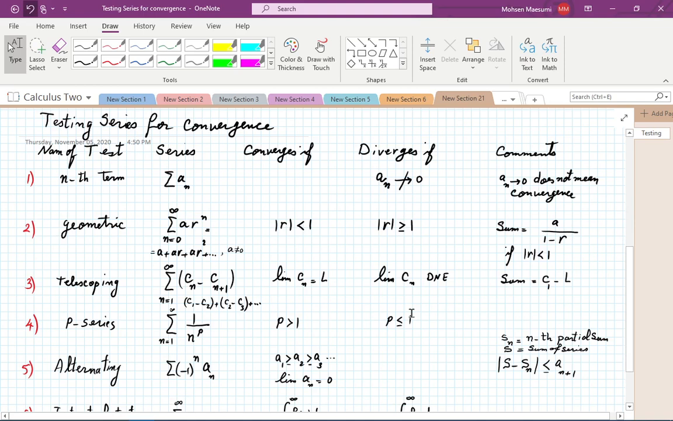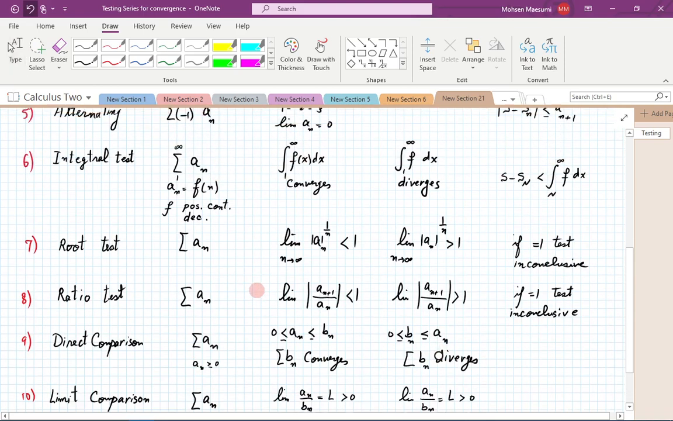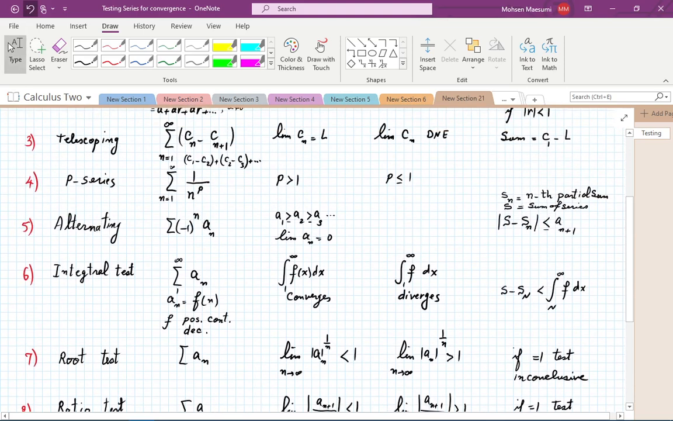Next, we had the case of the alternating series. Alternating series simply, as in if you have a1 minus a2 plus a3 and so on.